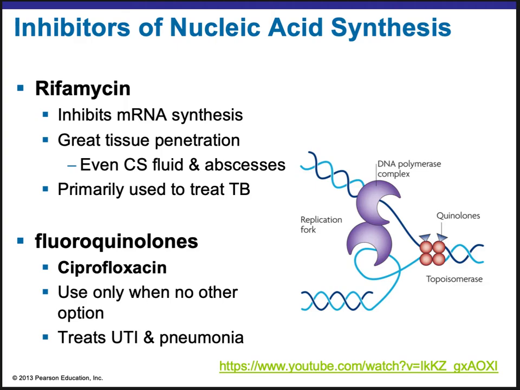So that concludes, it's just these 2 examples I'm giving you for nucleic acid synthesis, right? So the fluoroquinolones are going to block the DNA from being unwound, so you're not able to replicate it, because the two strands are going to be stuck together, so your replication is going to stop. So it blocks DNA replication, whereas rifamycin is blocking mRNA synthesis. Okay, so two different modes of action.